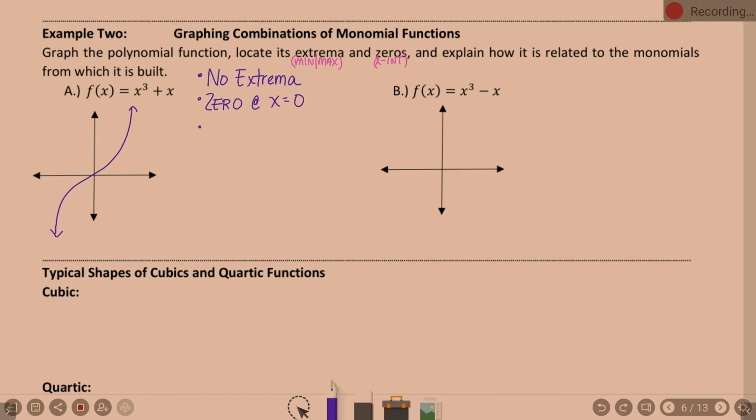Now, explain how it's related to the monomials from which it's built. So we already talked about this looking a lot like x to the third, doesn't it? It's built from x to the third. So I'm going to put x to the third in here and compare. Are they pretty similar there? Pretty similar, yes, as we already talked about. Now, the other monomial it's built from is y equals x.